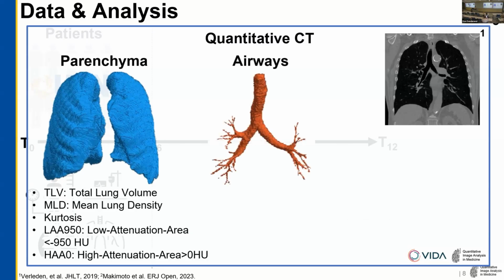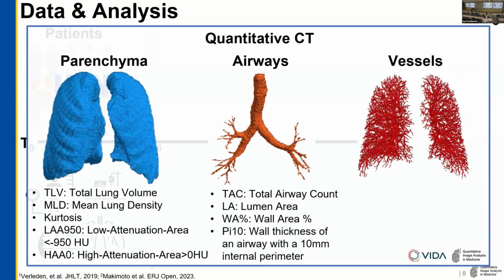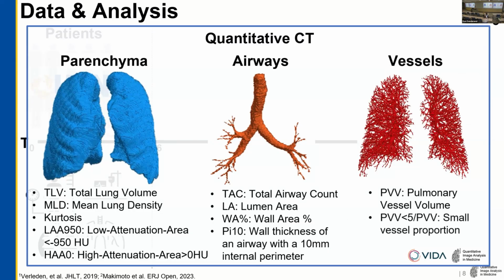We automatically segmented the airways and obtained QCTs describing airway morphology. So how many airways do you have? How big is the lumen? How thick is your wall relative to your lumen, etc. And finally, of course, the pulmonary vasculature was segmented. We obtained a measure of the complete pulmonary vessel volume and the proportion made up of the small vessels.